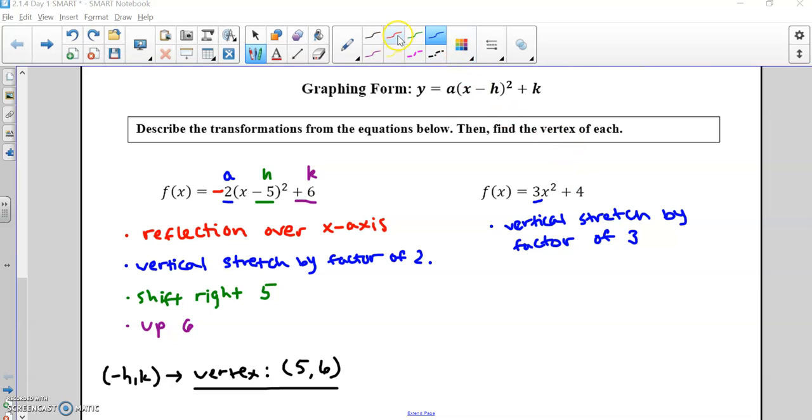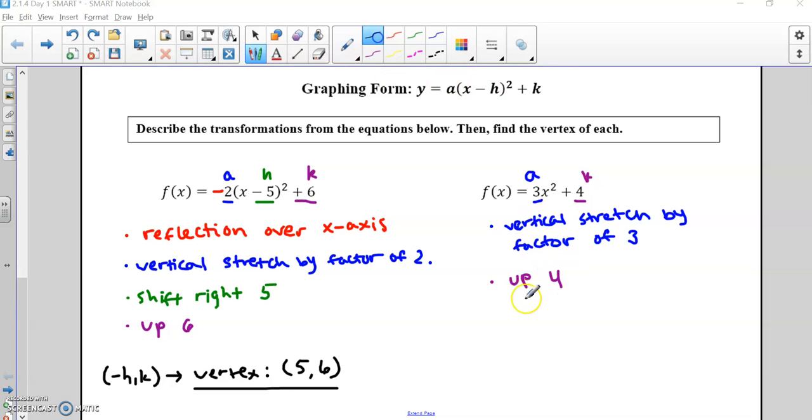All right, now something important to note here is that we don't have an h, right? There is no parentheses, there's no number in parentheses, so we're just literally not going to move left or right. We can just ignore that piece. But we do have a k, and our k is 4, and that tells us that we're moving up 4.